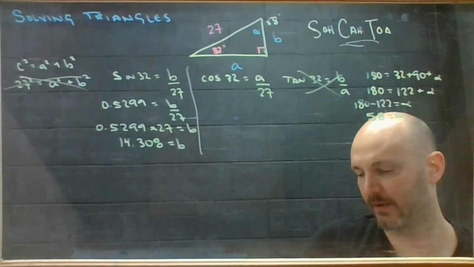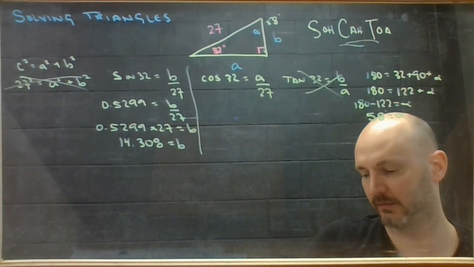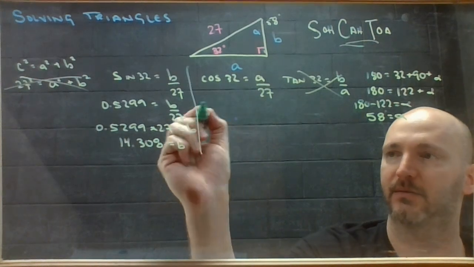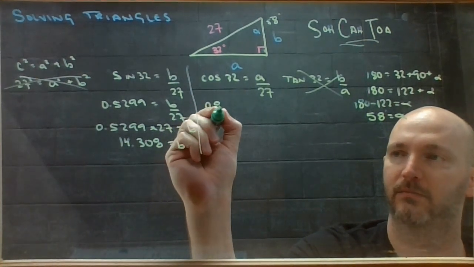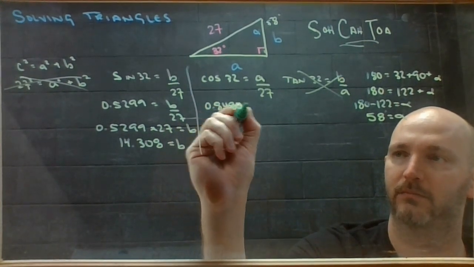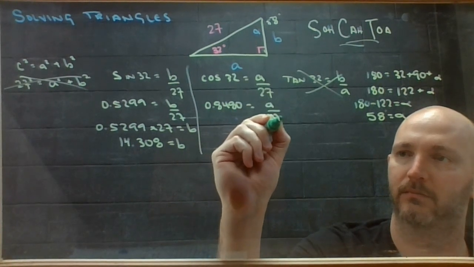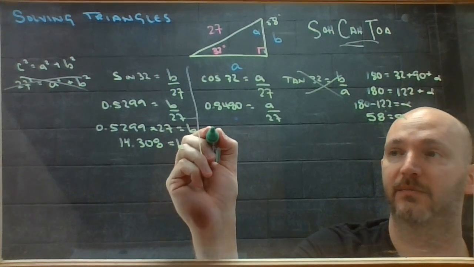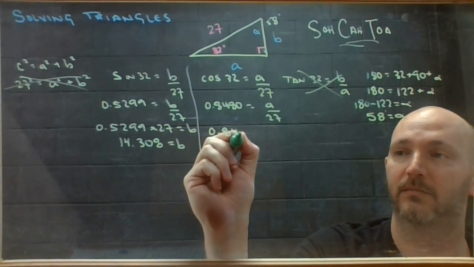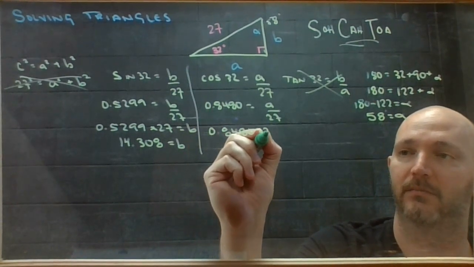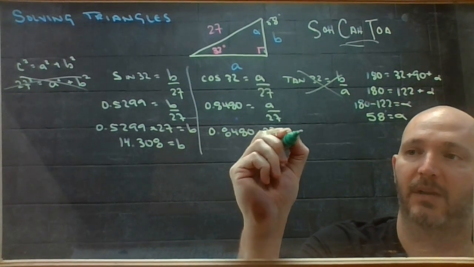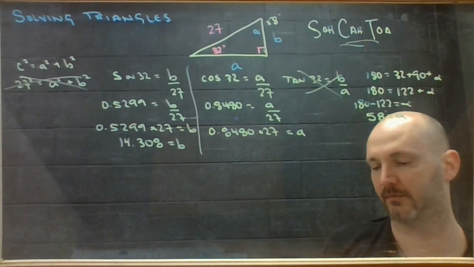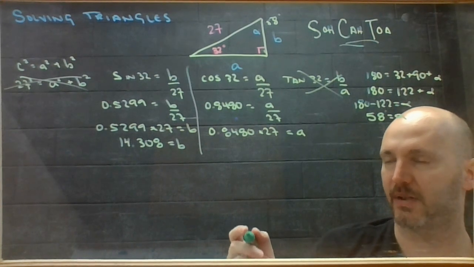And cosine of 32, 0.8480. So again, I need to break this division by 27, and multiplying both sides, I get 22.897.